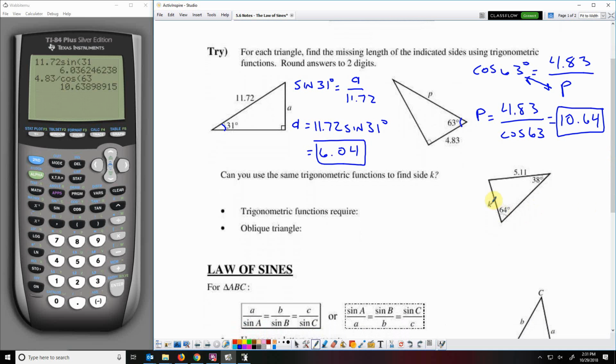Can we use the same types of trig functions to find the length of k here? So first, I need to know what is this angle measure right here. So triangle is 180 degrees. Take away 38 and 64, and we get 78 degrees, which means this is not a right triangle. So the answer is no, because trigonometric functions require right triangles, and that is not a right triangle. That is an oblique triangle, which is any triangle with no right angles.